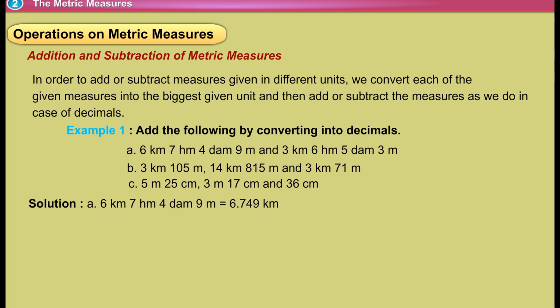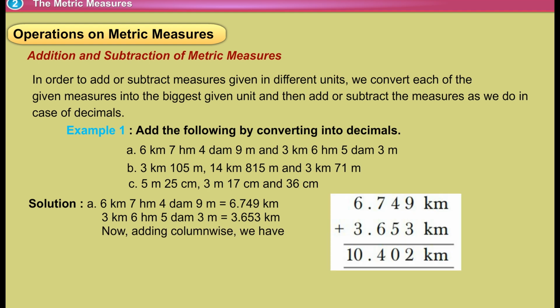A. 6 kilometers 7 hectometers 4 decameters 9 meters equals 6.749 kilometers. 3 kilometers 6 hectometers 5 decameters 3 meters equals 3.653 kilometers. Now, adding column wise, we have 6.749 kilometers plus 3.653 kilometers is equal to 10.402. Therefore, the required sum is equal to 10.402 kilometers, which equals 10 kilometers 4 hectometers 2 meters.